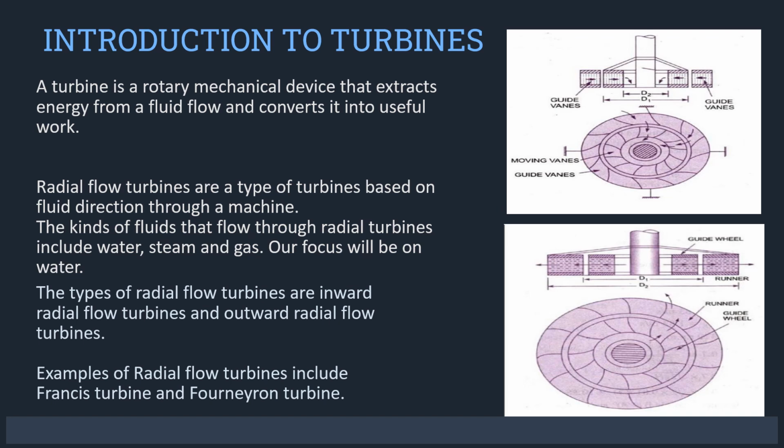Radial flow turbines are a category of turbines where fluid moves in a radial direction, either inward or outward, before exiting. The working fluid can be water, steam, or gas, but for the purpose of this presentation, we will focus on water turbines. The types of radial flow turbines are the inward radial flow turbines and the outward radial flow turbines. Examples of radial flow turbines include the Francis turbine and the Fourneyron turbine.